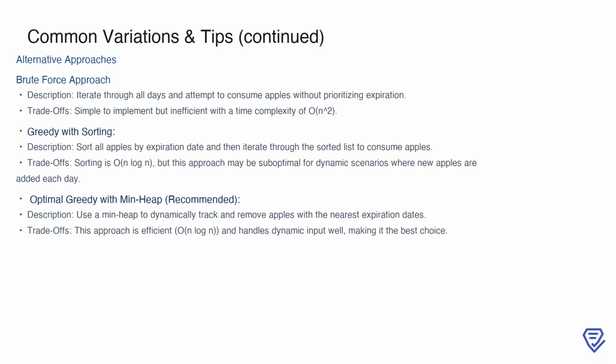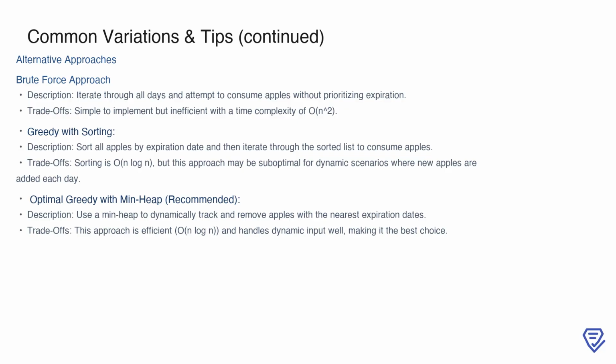Now, let's explore some alternative approaches to solving this problem. The brute force approach involves iterating through all days and attempting to consume apples without prioritizing their expiration. While this approach is simple to implement, it is highly inefficient with a time complexity of n squared. Another option is a greedy approach combined with sorting. Here, you sort all apples by their expiration dates and then iterate through the sorted list to consume them. This method has a better time complexity of n log n due to the sorting step, but it may not perform well in dynamic scenarios where new apples are added each day.